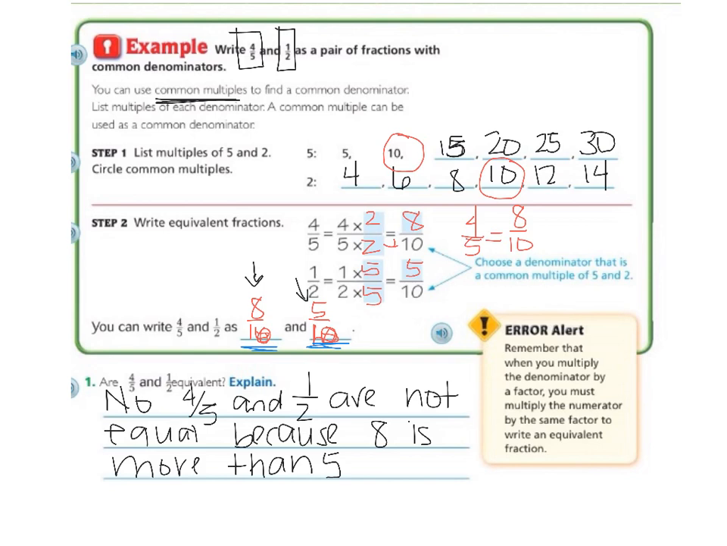Now this is important here, this error alert. It says, remember that when you multiply a denominator by a factor, this is our rule. Whatever you do to the bottom, you have to do to the top. Because our fractions, in order to stay equal, in order to stay true, if we manipulate them or change them, we have to do it to both parts. Make sure all these are written down. We will continue on with questions 2 and the share and show section tomorrow in class.